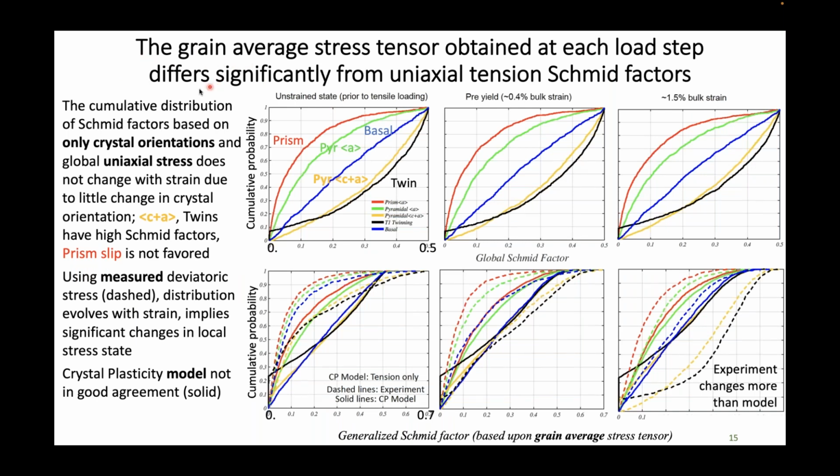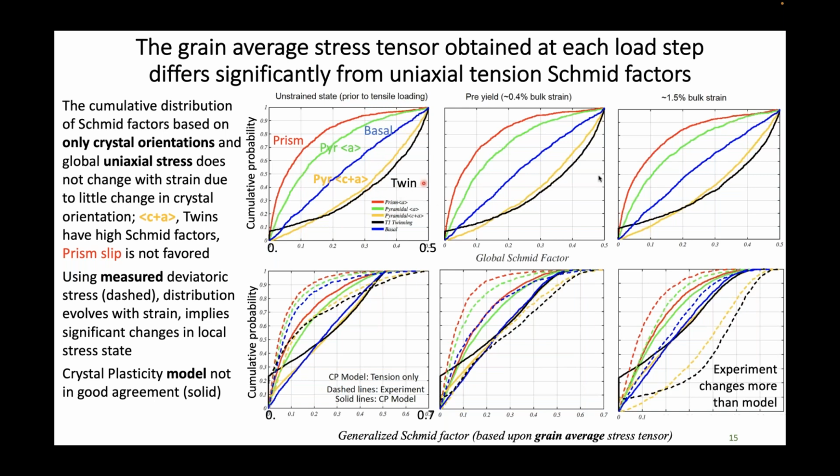So to think about what the stress tensor does with possibilities for slip systems throughout the material, if we just look at Schmid factors, uniaxial stress conditions based upon only the crystal orientations present, here's a cumulative probability plot between 0 and 0.5 for Schmid factor. And we see that for pyramidal C plus A and for twins, the majority of them have pretty high Schmid factors. In contrast, Prism has very, very few. This amount from here to there is a very small amount that has high Schmid factors. So these curves reflect the texture in the material.